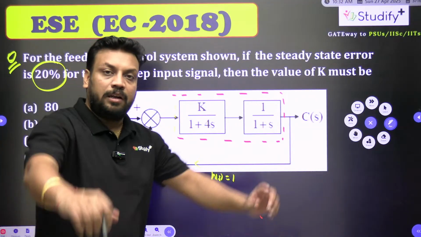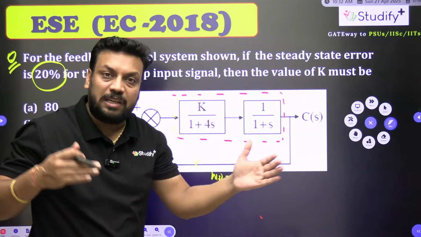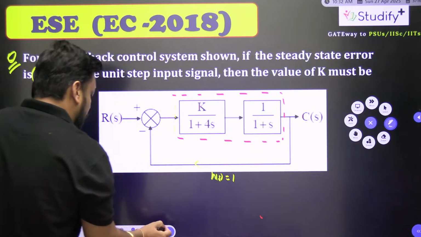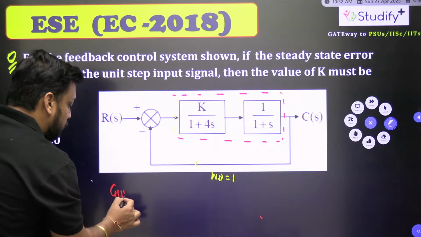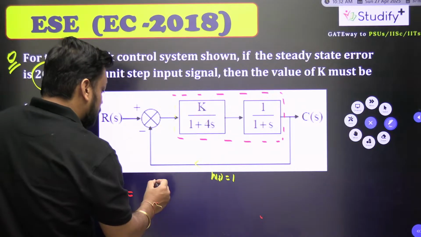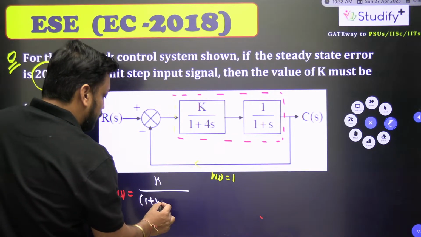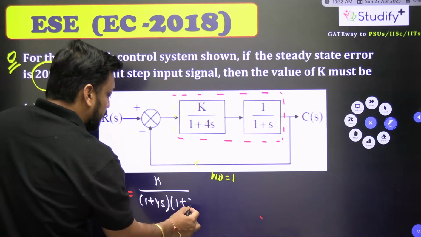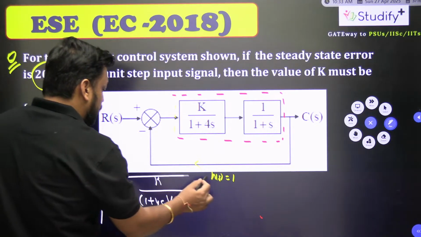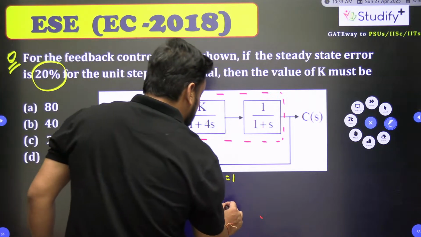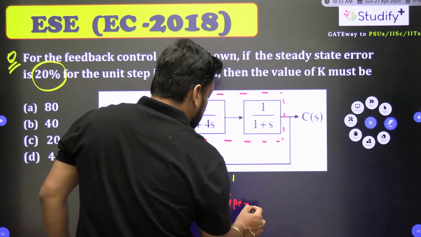And we know that in a control system, whenever two or more blocks are in cascade, we have to take the product. So the G(s) value you see here, what is the G(s) value here? The product of these two. So when you take the product, you will get K into (1 plus 4s) and (1 plus s). And when you observe carefully, you will see that the system is a type 0 system.